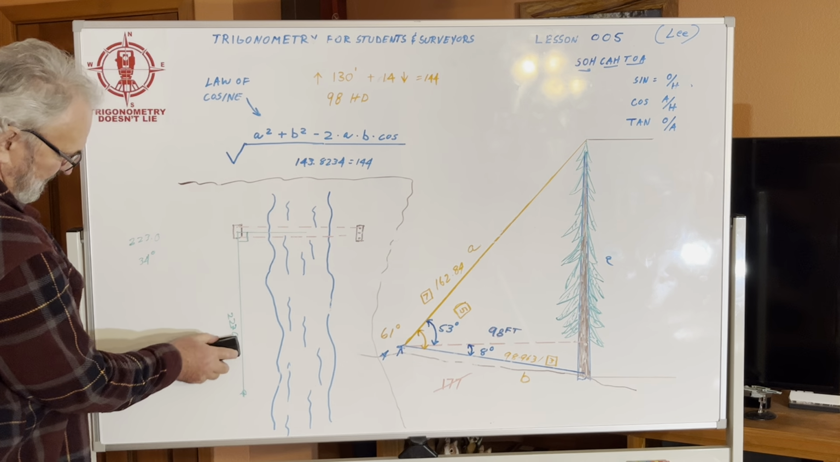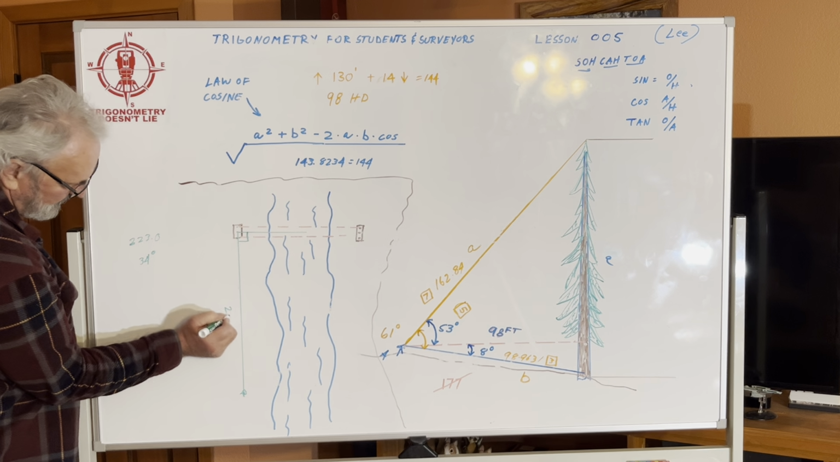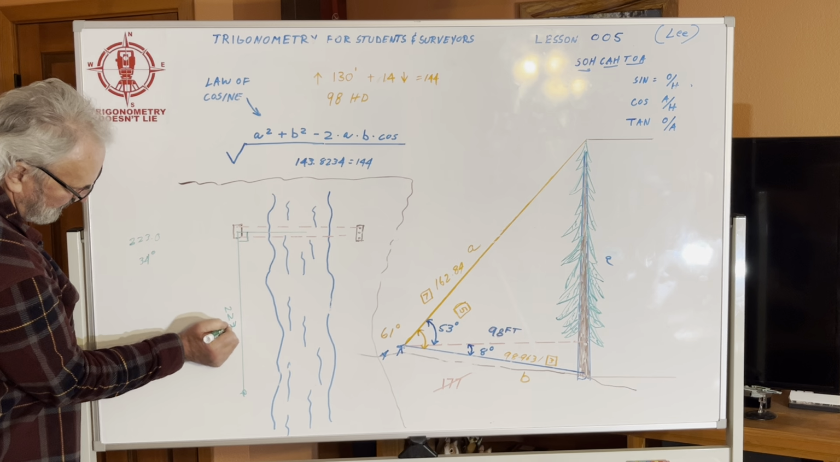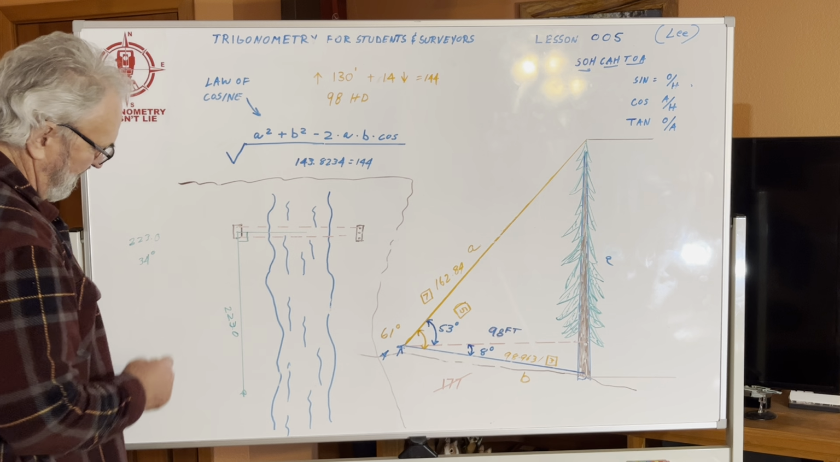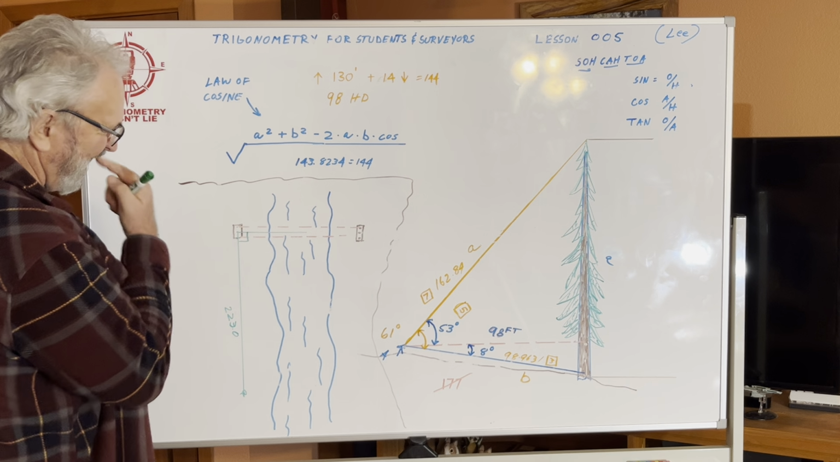That's terrible writing. 223.0. All right. So we got something now. We got one side. That's all we got. We got a 90. We know that.